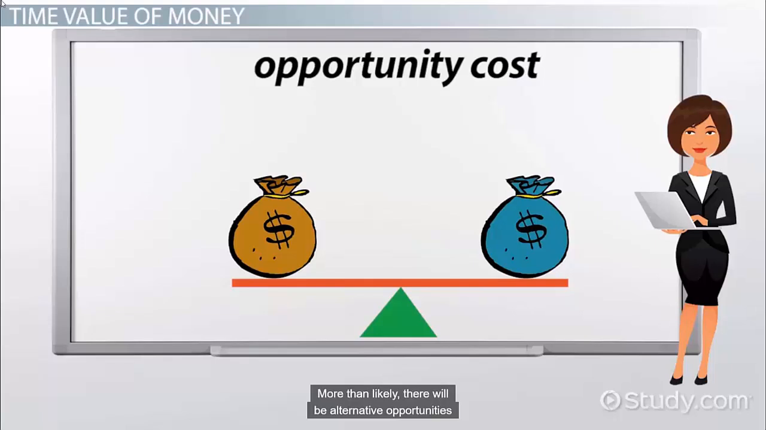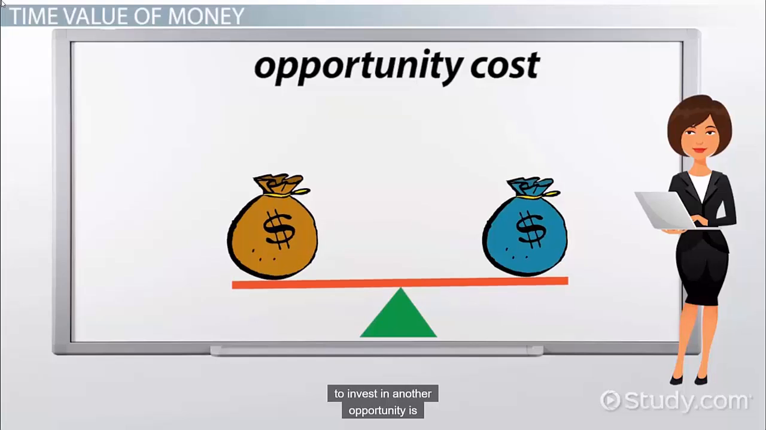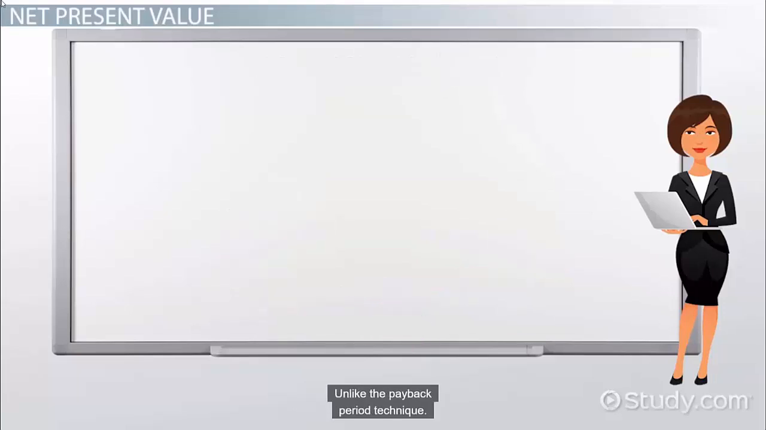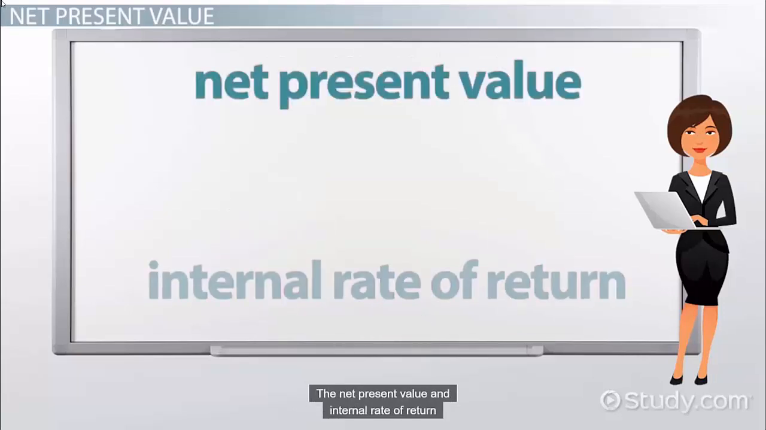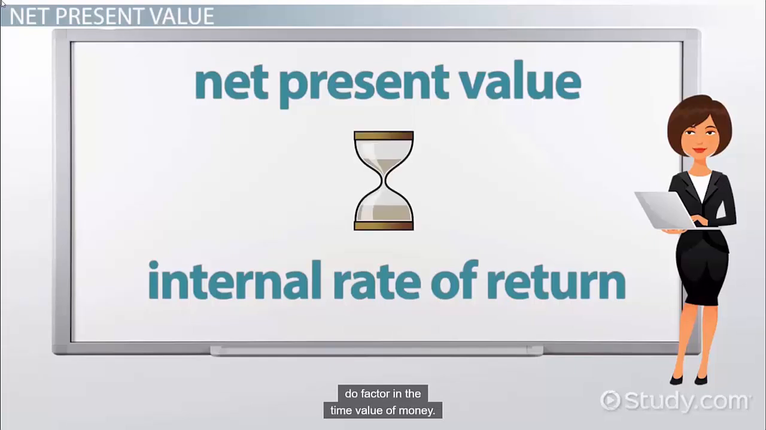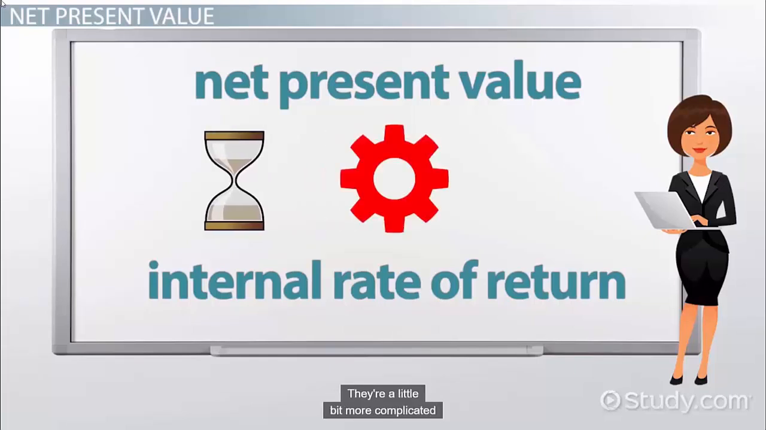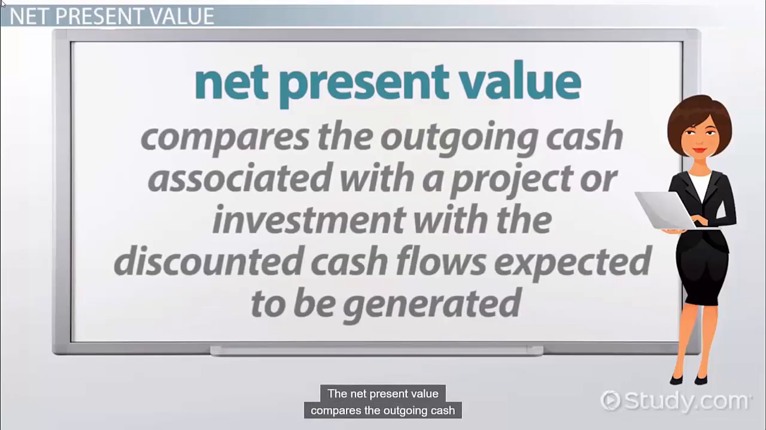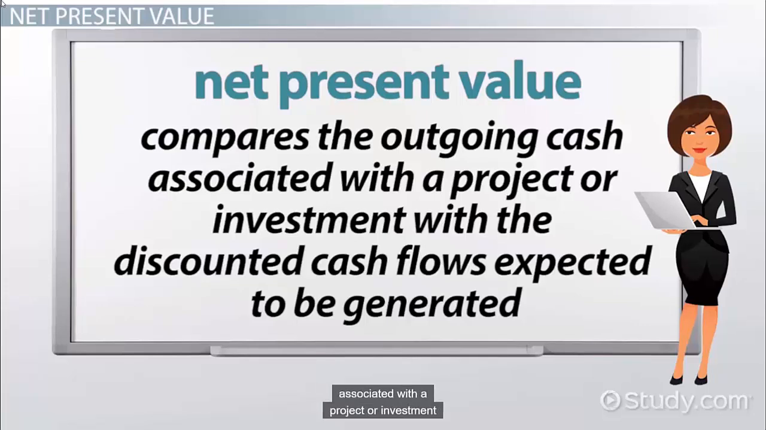More than likely, there will be alternative opportunities for you to invest in. Having cash in hand today to invest in another opportunity is more valuable than the cash you will receive in the future. Unlike the payback period technique, the net present value and internal rate of return do factor in the time value of money. They're a little bit more complicated than the payback period to calculate, but they are more accurate. The net present value compares the outgoing cash associated with a project or investment with the discounted cash flows expected to be generated by the project or investment.